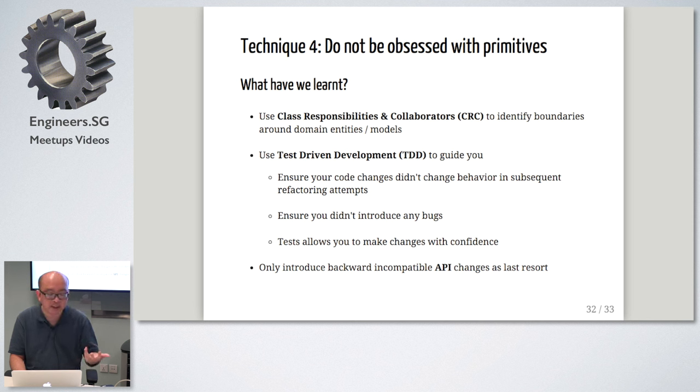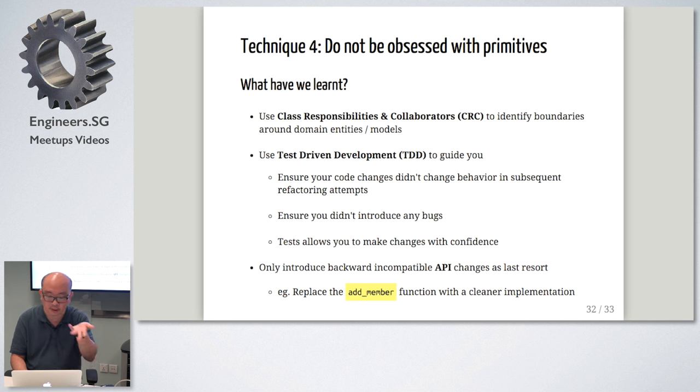So one last caveat is only introduce backward incompatible API as a last resort. If you know going forward that this particular way of doing things is bad for the health of your code and you should change the behavior altogether, like the example that I gave about how app member is still a procedural function, let's change it into an object oriented way of doing things, right? If you know that going forward, like 3 months down the road, you basically reap the rewards of doing that kind of refactor, then go ahead and do it, right? But only introduce that as a last resort.